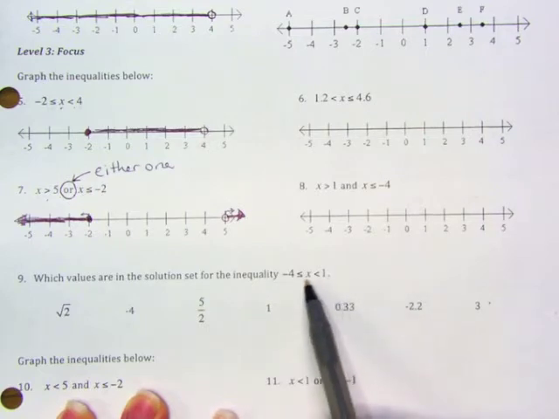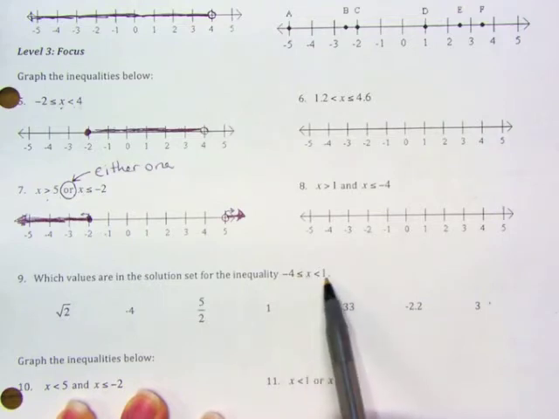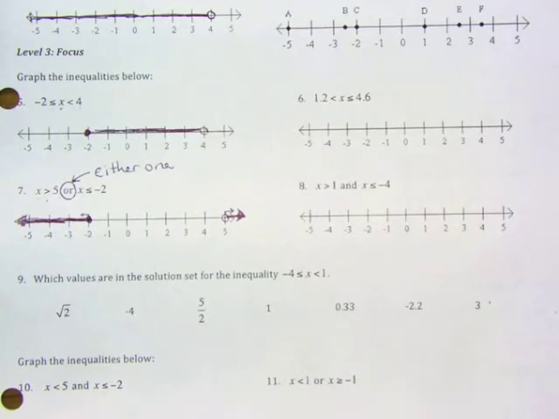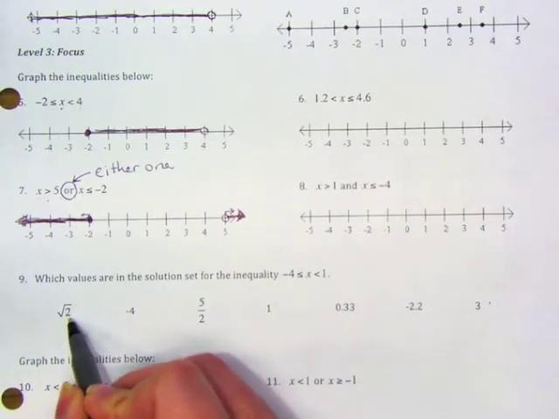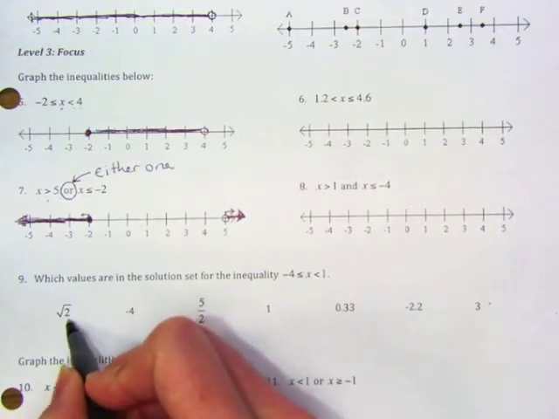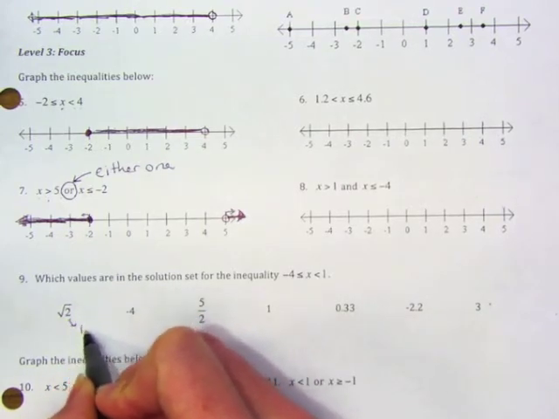And what this is indicating is I want all the x values that are between -4 and 1. So I need to take a look at the x values that I have, the values that I'm asked to work with. Square root of 2. If I take a moment and put that in my calculator, I get the value of 1.41.